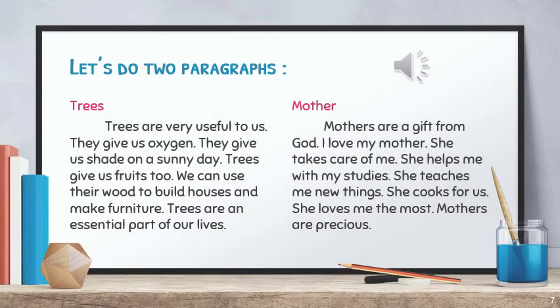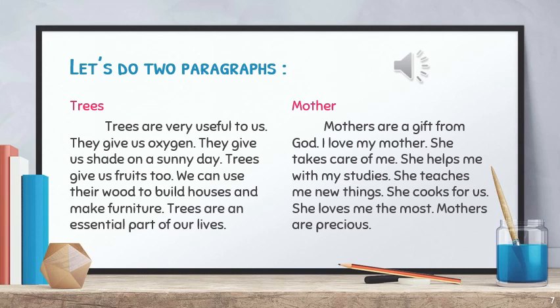Now let's do 2 sample paragraphs. I'll show you 2 paragraphs and then I'll give you a few topics wherein you will write paragraphs on your own. So the first paragraph we are talking about is trees. The topic is trees. So now look at this paragraph.